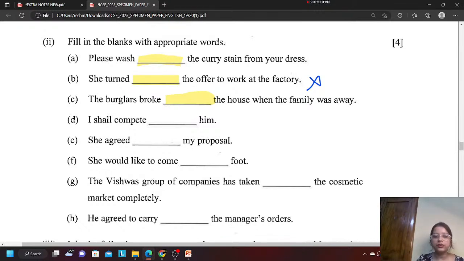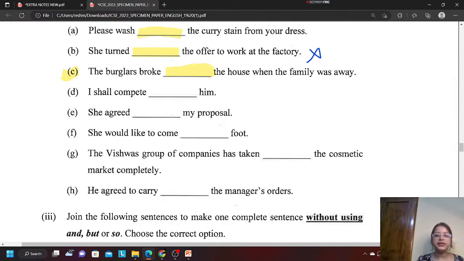There is one more sentence like this: dived dash the swimming pool. Here also you see you are entering forcefully into the place. You can remember it like this, or you can also think of it as entering into a separate element. So it is going to be into. Next: I shall compete dash him. Fourth one.